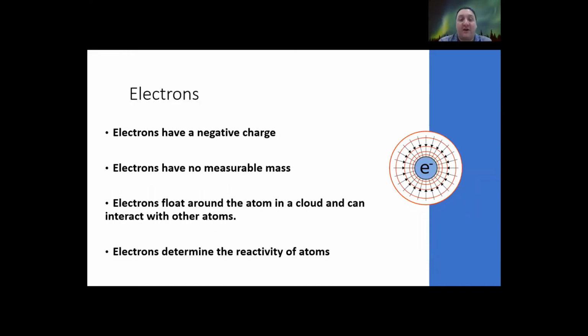Lastly, we have electrons. Electrons have a negative charge. They do have mass, but it's, for our purposes, so small we're not going to consider it right now. They float around in a cloud outside the nucleus. Because of this, they can interact with other atoms, and their negative charge repels atoms from each other. Electrons determine the reactivity of elements.